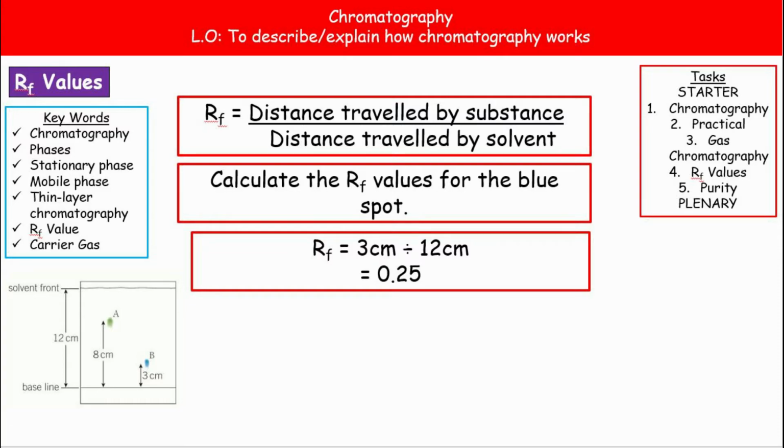What we then do is we use our formula, distance travelled by substance divided by distance travelled by solvent. So in this case our substance has moved 3 centimetres, so it will be 3 divided by the distance by the solvent, which is 12. So 3 divided by 12, put that into your calculator and you get an answer of 0.25. Now there are no units for RF values, all you need are the numbers. So that's our worked example.